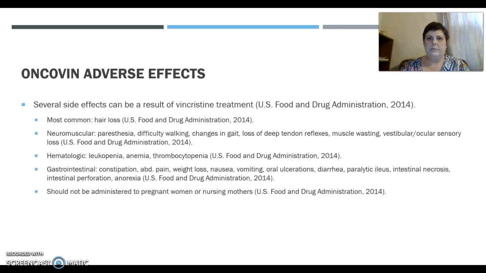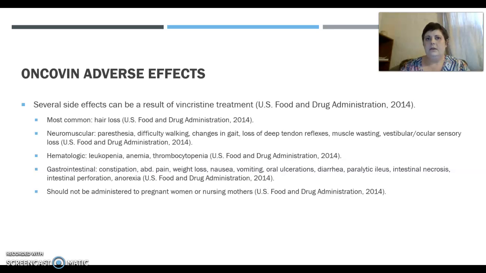Now that we've talked about the benefits of Oncovin, what are the side effects? Side effects, as with any chemotherapy drug, come along with Oncovin. The most common is hair loss. However, there can also be significant neuromuscular side effects such as paresthesias, difficulty walking, changes in gait, loss of deep tendon reflexes, muscle wasting, and hearing and visual loss.